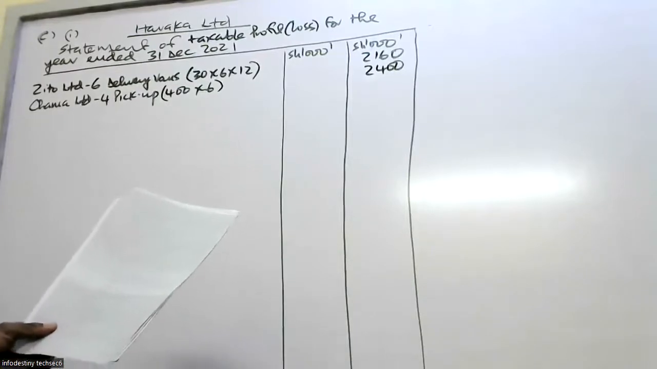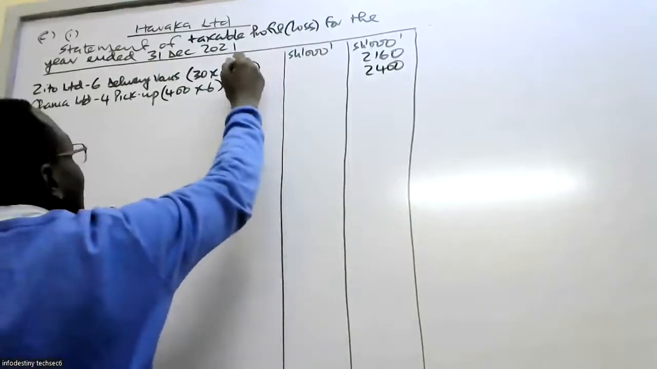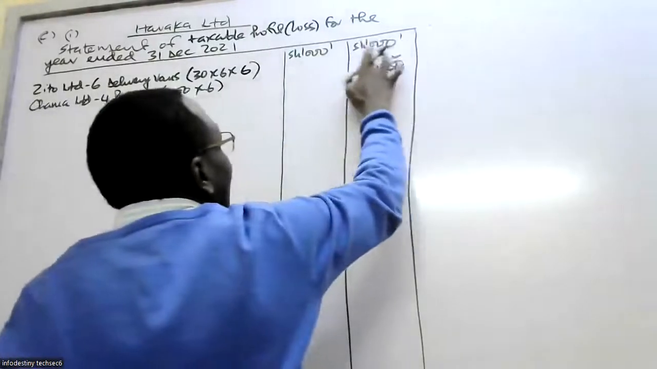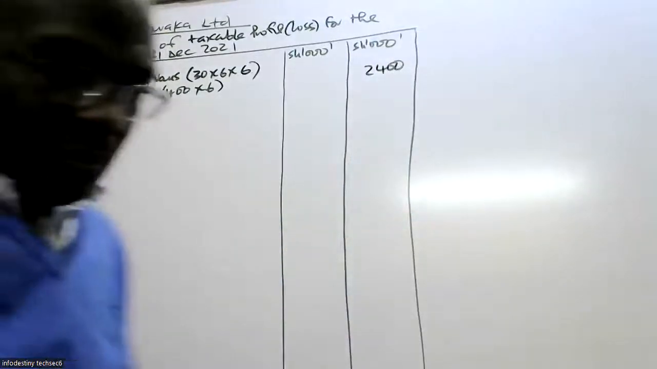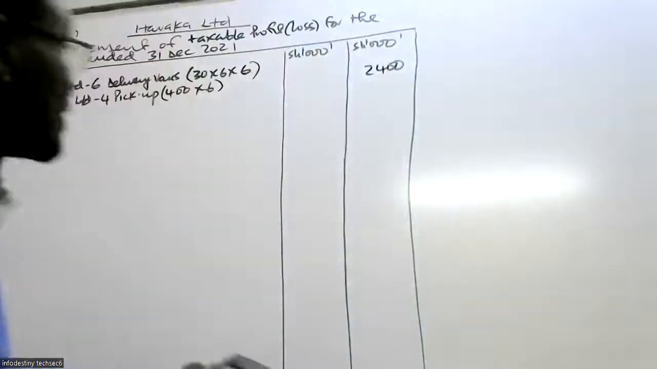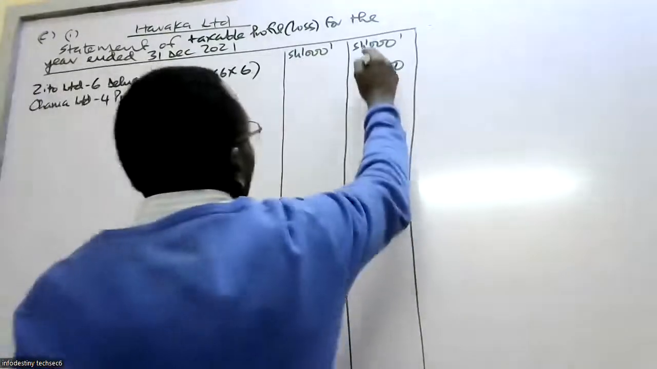The first one I think is wrong. It's 6 months. So in the 6 months, this should be 6. So let's correct this. This is 6 months, not 12. So they only lease for 6 months. So 1080.